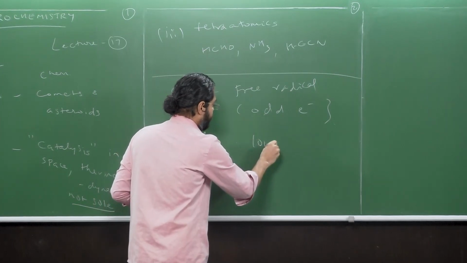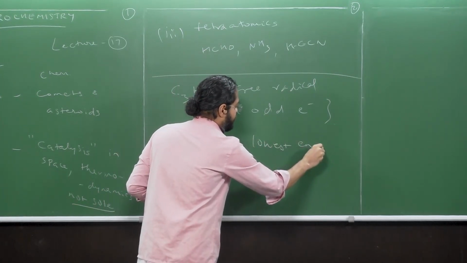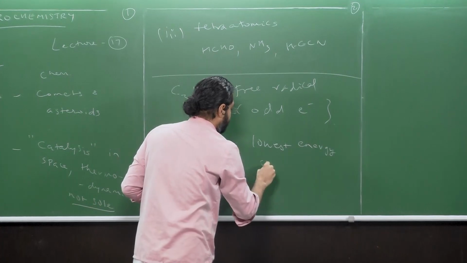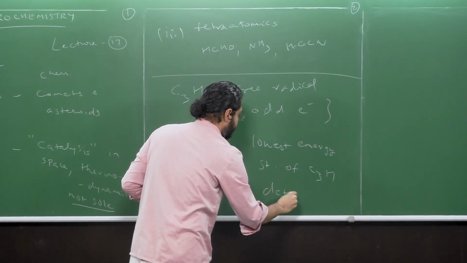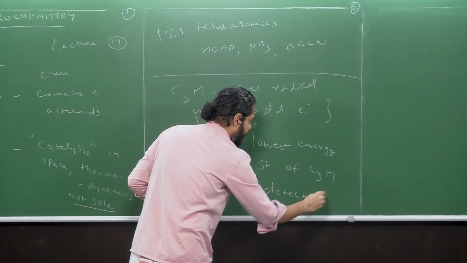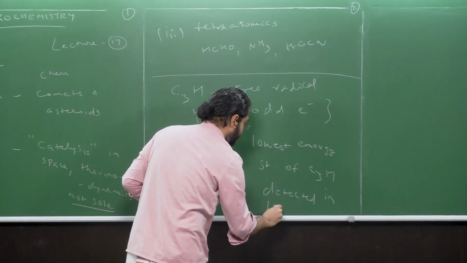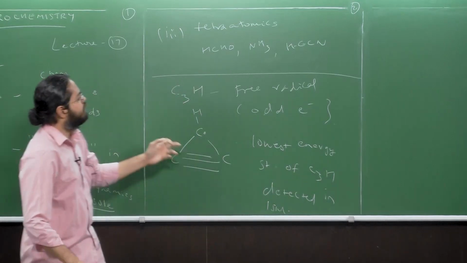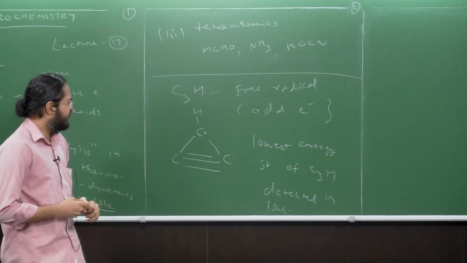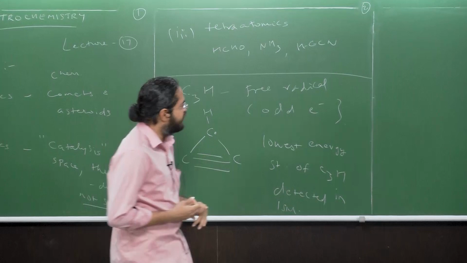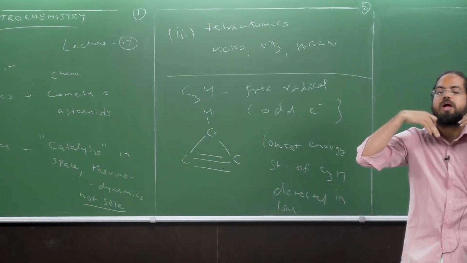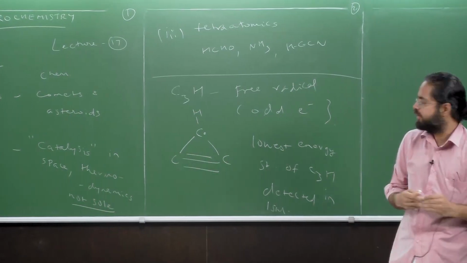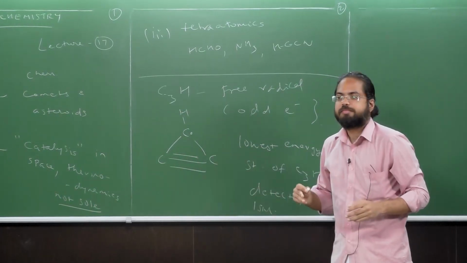So this is the lowest energy structure of C3H detected in the ISM. Now you may be wondering, okay, something is still amiss with the structure, right? What do you think is the problem? Based on what we know conventionally about chemical structures on Earth, what is one major problem?